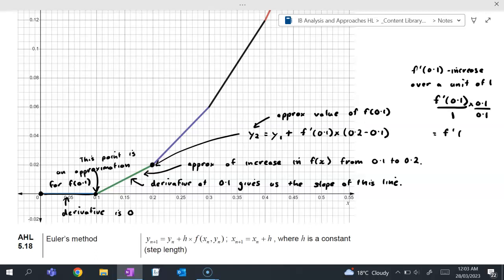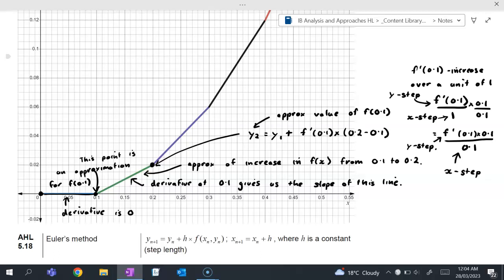And so f dash of 0.1 times 0.1 gives me the increase where the x step is 0.1. So remember the idea is that's y step over x step. The original x step is a whole unit of 1. I only want an x step of 0.1, so I multiply top and bottom by 0.1 and it gives me the y step, or the increase, over an x step of 0.1.